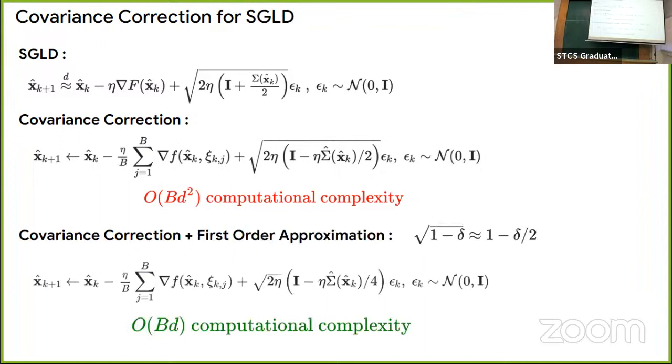Okay. So what we can do is just do a first order approximation here: square root of 1 minus delta is approximately 1 minus delta over 2, and linearize this. And when the estimator is based on an empirical sum of rank 1 estimators, this can again be computed in O of BD computational complexity. So we're doing this Taylor series approximation, and this gets rid of the hardness of the extra D factor in the computational complexity. It's not a big deal.